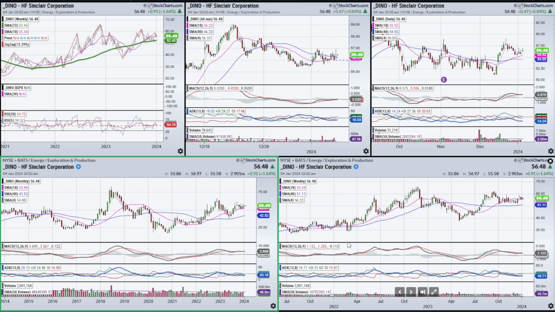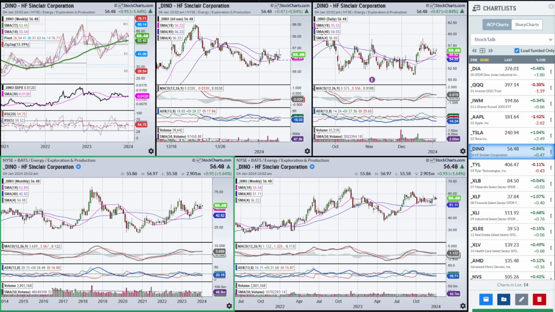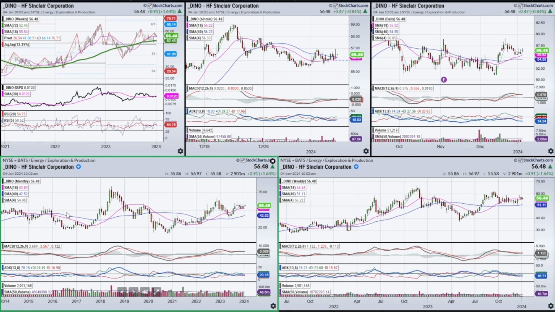Okay, let's look at a couple other requests that came through. So DINO. When we look at this from an energy standpoint, this is an E&P company. It's a little bit smaller size market cap wise, 12 billion. It's not that small. It's on the smaller end of maybe mid cap, whatever you want to call it.